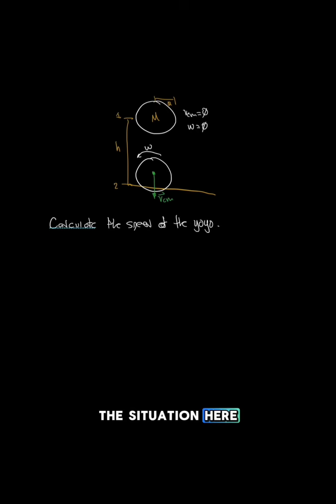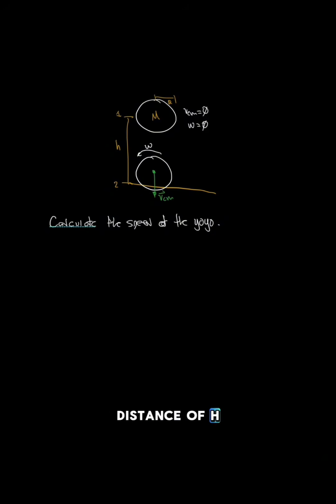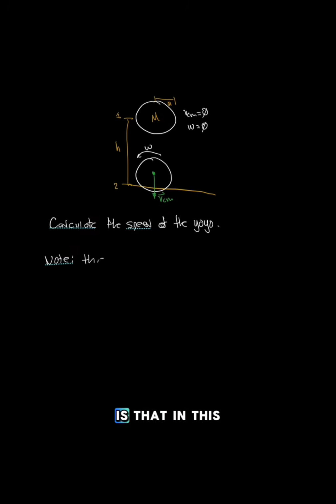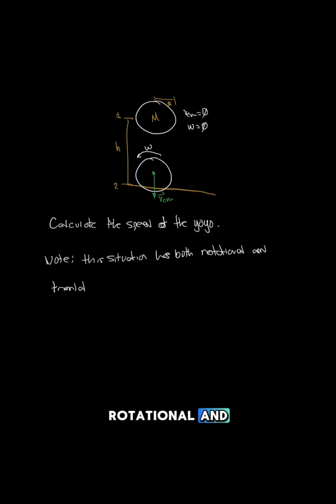Let's say you're given this situation here where we have a yo-yo at rest and then we let it go, and it travels a distance of h, spinning on its axis, and the question wants you to calculate the speed of the yo-yo. First thing to note is that in this situation, we have both rotational and translational motion.